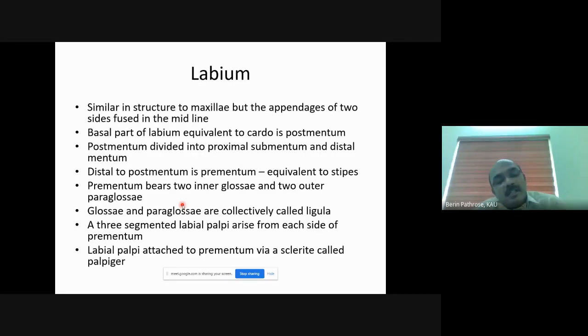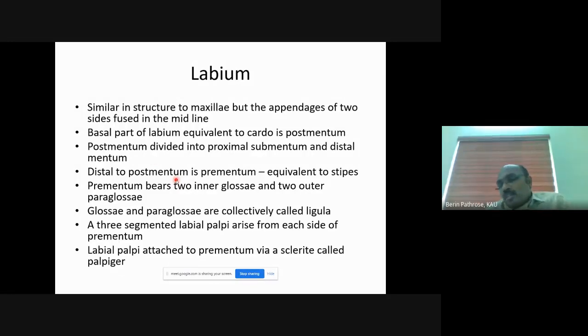I used to remember it in this way. We have a LG brand of home appliances. LG TVs, LG fridge and all. And remember labium, that is L, and it is palpiger, G. That is the difference. F and G is palpifer and palpiger. G, labium, that is L. So I used to remember it like that, LG.